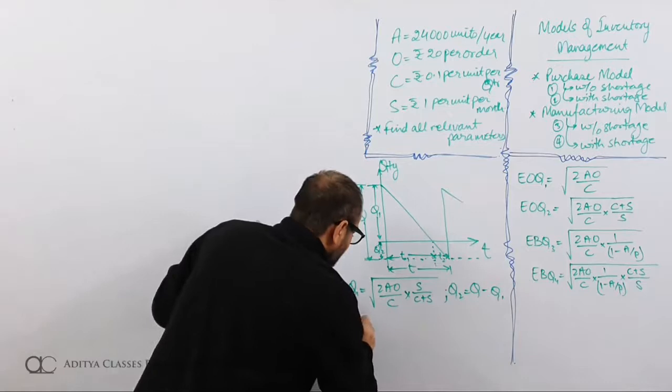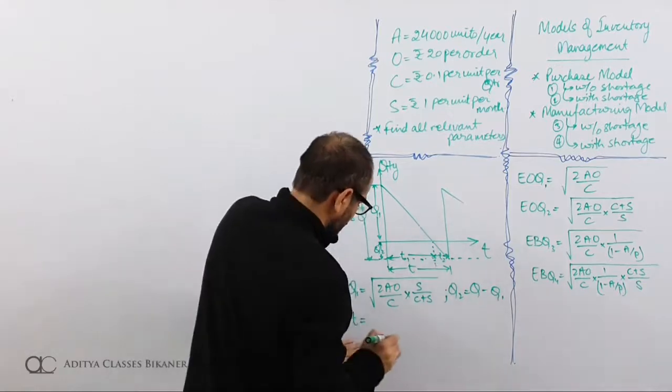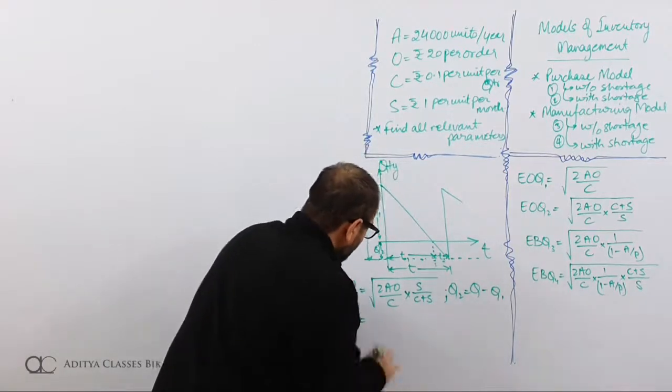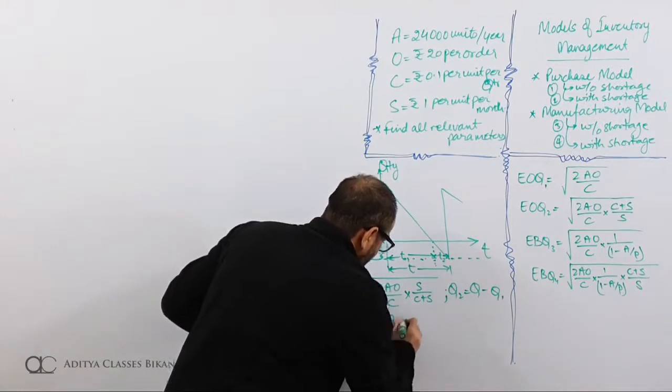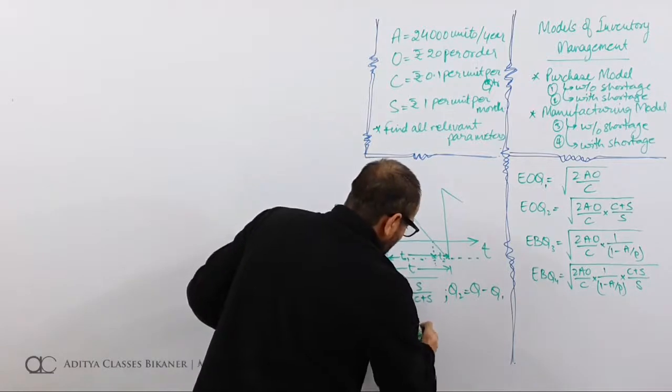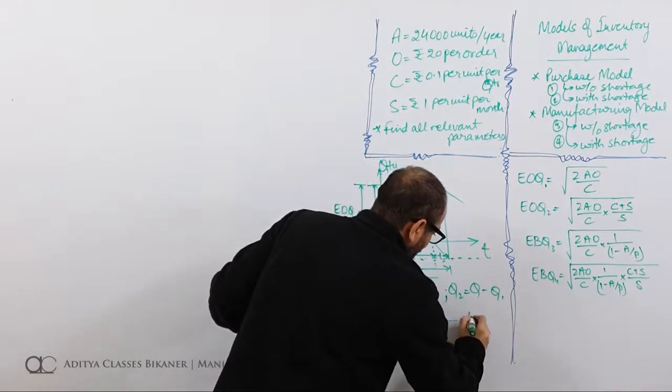Then what about T? T, as we know, is always EOQ upon A. Then there is a T1 and T2 also.